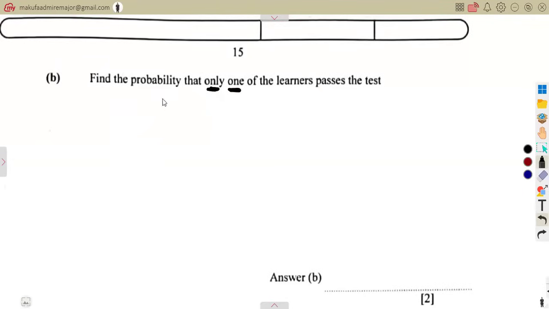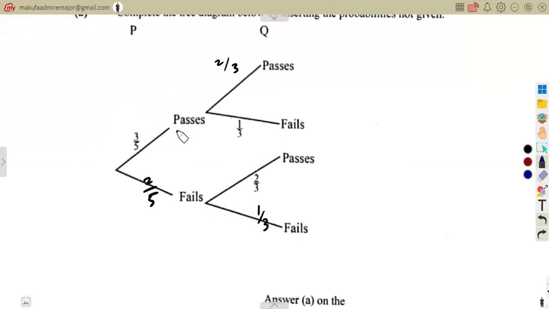So what is the condition about this one? Only one of the learners passes the test. Only one passes the test. So it is a condition whereby we are going to have one who passes and this one fails, or a condition where the first one fails and the second one passes. That is the condition. One is supposed to pass.